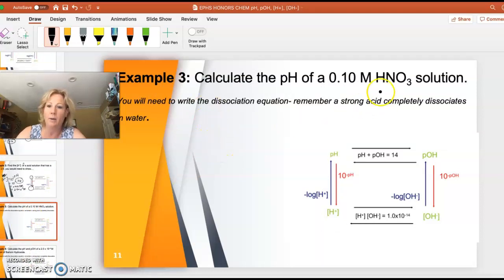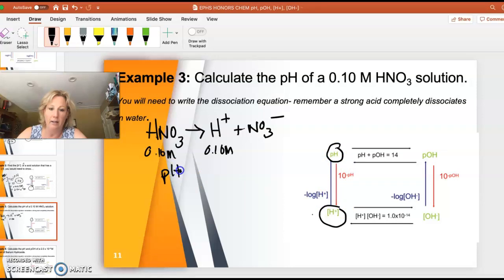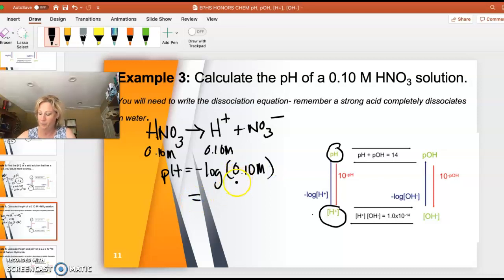So here's an example where now I'm giving you the acid and the molarity of the acid, and I want the pH. So we want to start at hydrogen ion and go to pH. We're always going to have strong acids and strong bases, so 100% ionization. So if this is 0.10 molar, then the hydrogen is also 0.10 molar. Now that I know that for sure, I can calculate pH by taking the negative log of that number. And this one is one of those easy ones because it's really 1 times 10 to the negative 1, so the pH is equal to the exponent, or 1.